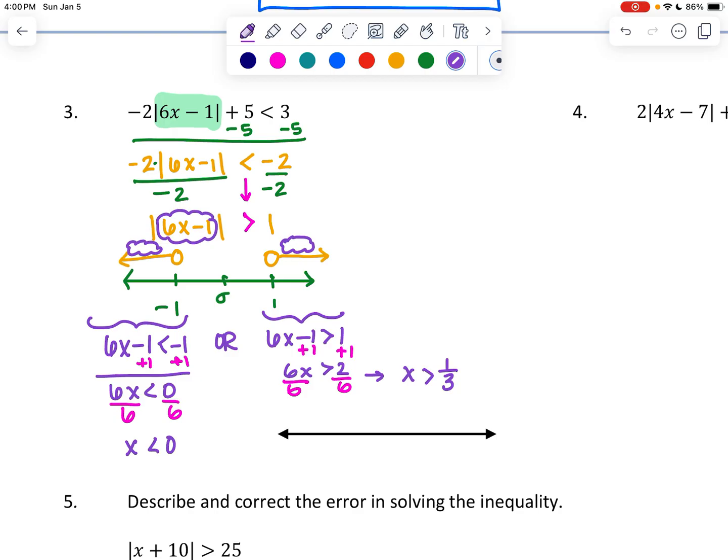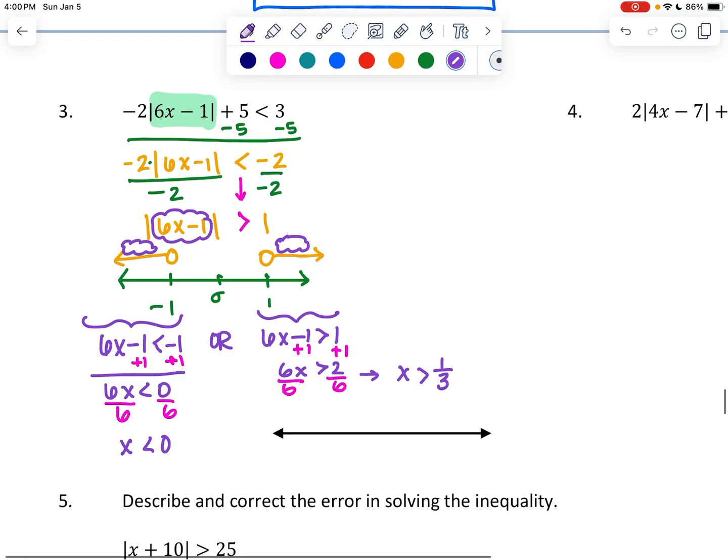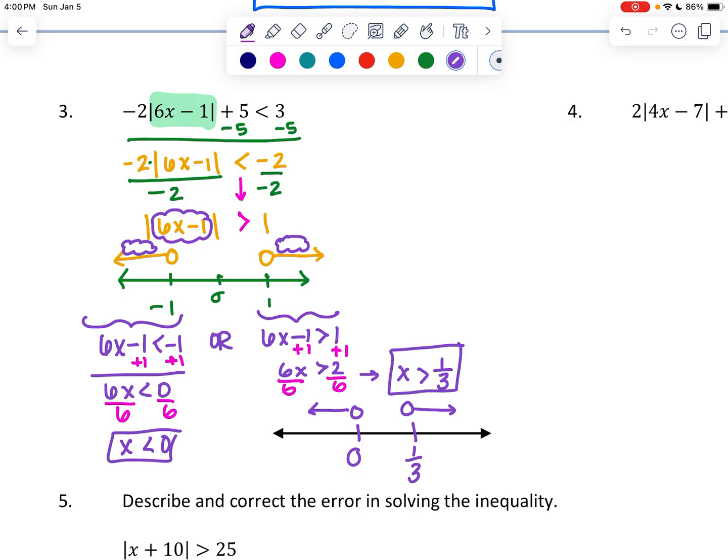Fractions are okay. Okay, on a number line, 0 is going to be to the left. 1/3 is more than 0, so it's going to go to the right. X is less than 0 goes this way. X is greater than 1/3 goes this way. And there's your answer. There's all of it right there. There's a whole bunch of little bits and pieces there. There's your two inequality pieces, and then here is your graph.